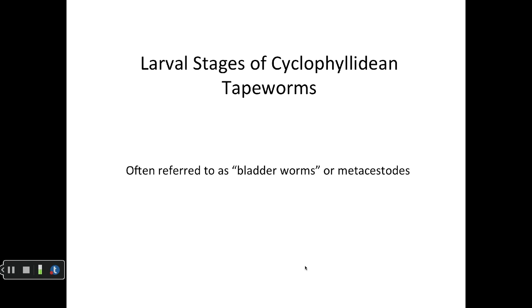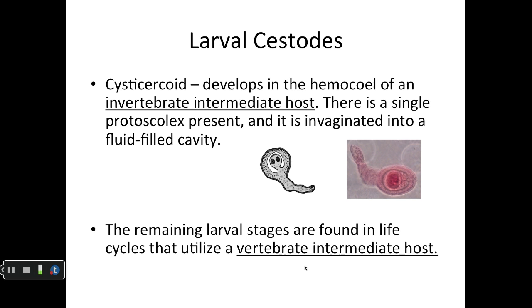First, I want to talk about the different types of larval stages that are observed in these various Cyclophyllidean tapeworms. These larval stages, again, that are found in the intermediate host, are often referred to as bladder worms or metacestodes. We're going to focus on the ones that are present in the species that are most commonly associated with human tapeworm infection. First, we have what's called the cysticercoid stage.